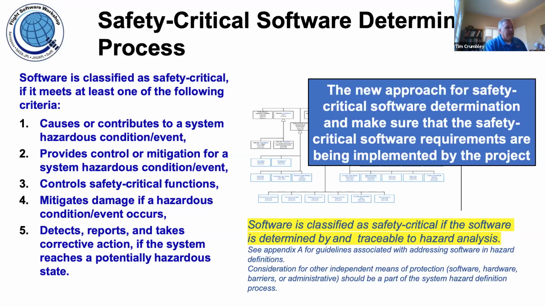So, okay, you go through that process, and you determine that your software on your particular program or project is considered safety critical, or part of your software is considered safety critical. What do you need to do? And that's the next chart.